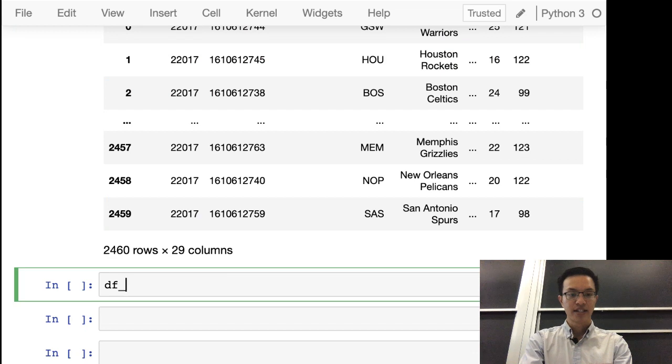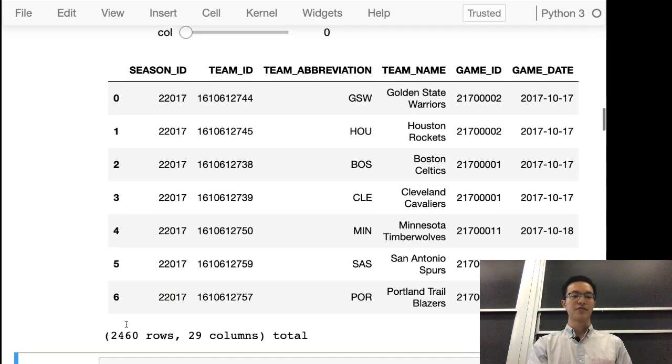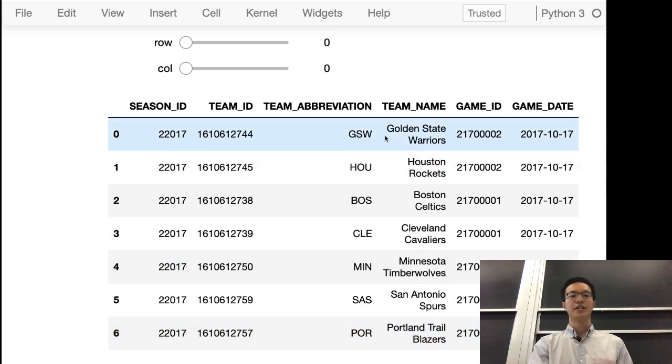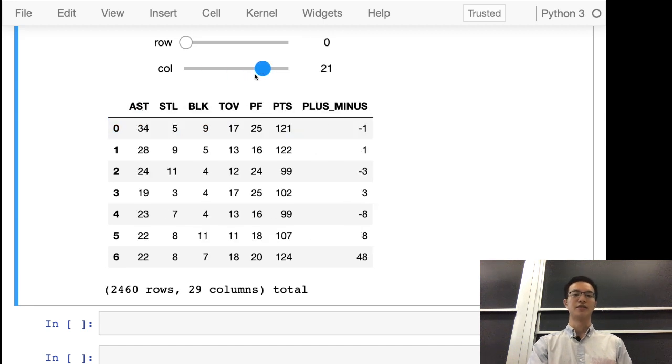To show you more of this data, I can do a little interactive thing here. Okay, so we have here 2,000 rows and 29 columns. We see here the game date. We see here whether the team won or lost. We see here how often the team made shots against the other team, so on and so forth. So we have a bunch of columns here.